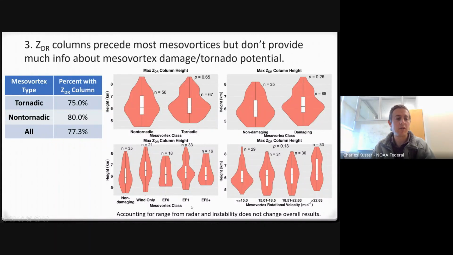It's possible, kind of our hypothesis as to why this is, that a ZDR column might tell you more about the mid and upper level updraft strength as opposed to the low level updraft strength. And the low level updraft strength is probably the most important thing for stretching that vorticity. And so maybe that's why we're not seeing a great connection here between the ZDR column strength and the impacts of the mesovortex.